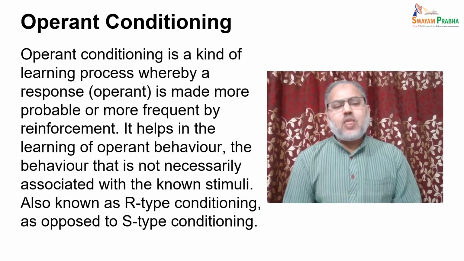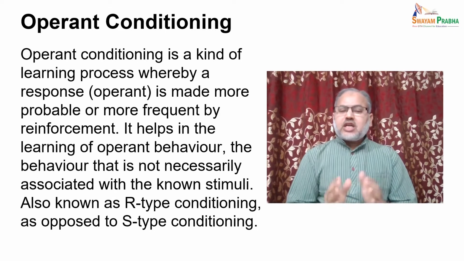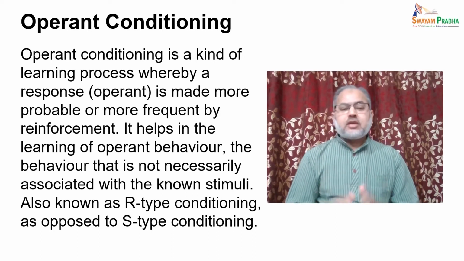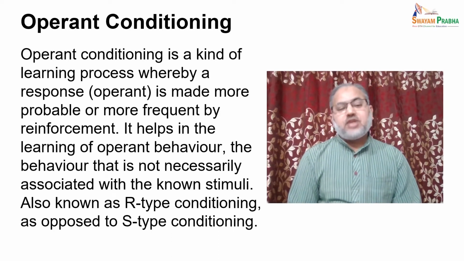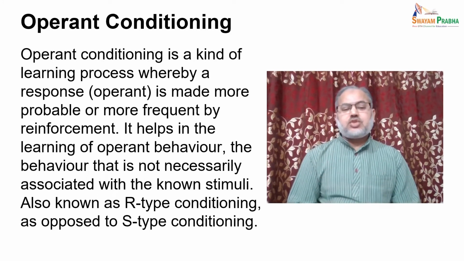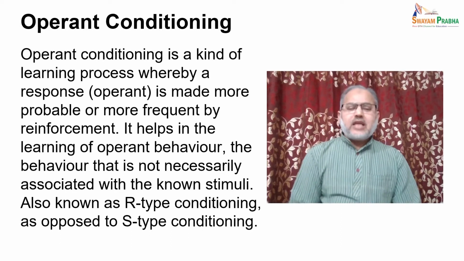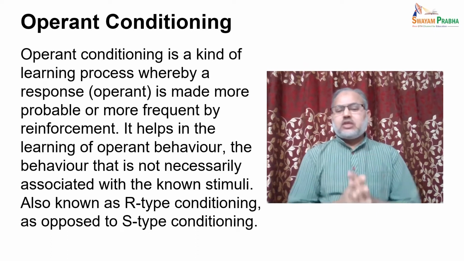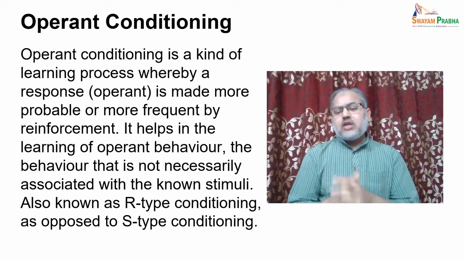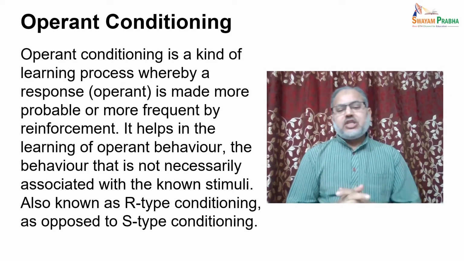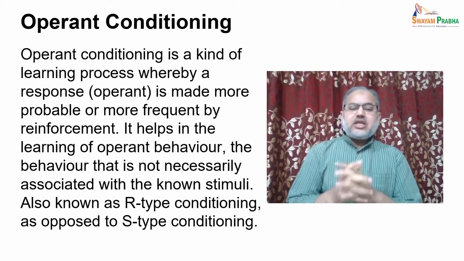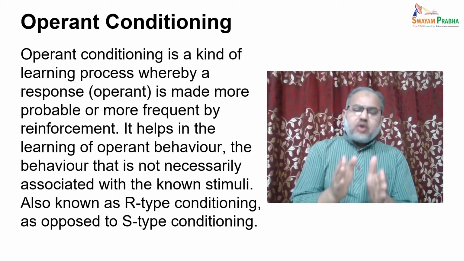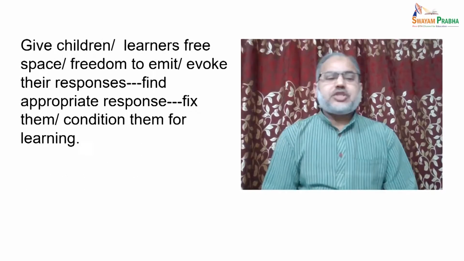So now try to understand what operant conditioning is. Operant conditioning is a kind of learning process whereby a response or operant is made more probable or more frequent by reinforcement. It helps in the learning of operant behavior, the behavior that is not necessarily associated with known stimuli. It is also known as R-type conditioning. As we discussed in the case of Pavlovian conditioning, a stimulus was more important, and so the conditioning done in Pavlovian classical conditioning is known as S-type conditioning. But here in Skinner's case, where operant conditioning is being done, operant behavior is being strengthened, meaning the response is more important, and so this is called R-type conditioning.